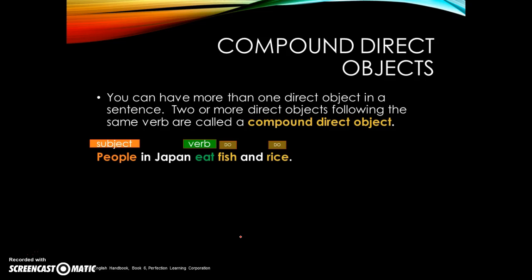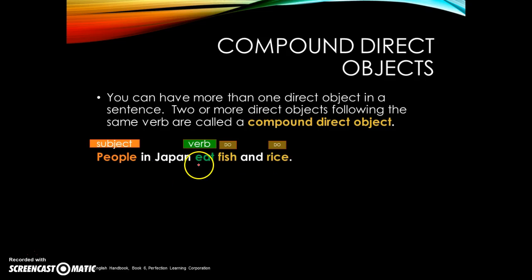You can also have compound direct objects. So you can have more than one direct object in a sentence. Two or more direct objects following the same verb are called a compound direct object. So in this example, we have people in Japan eat fish and rice.